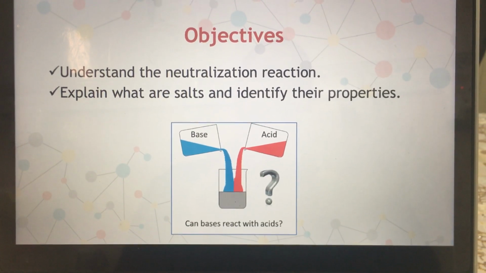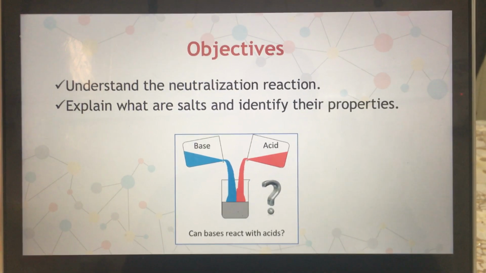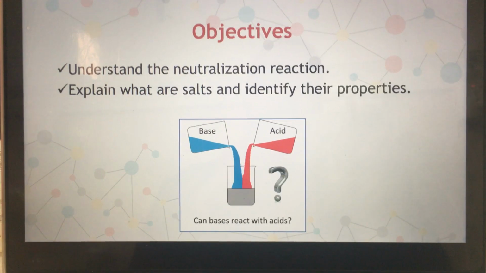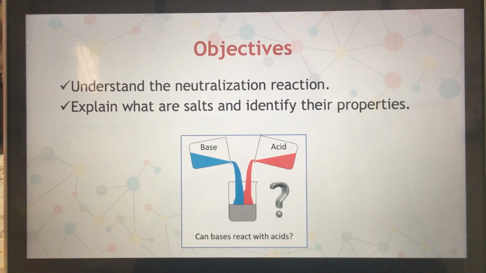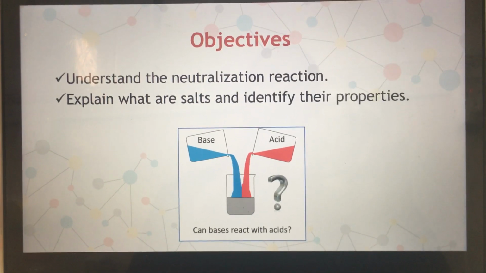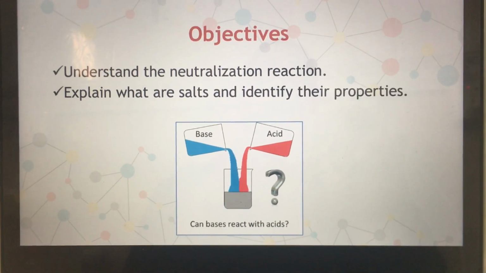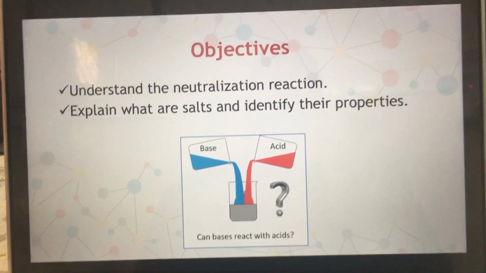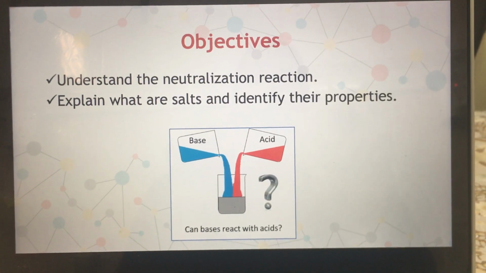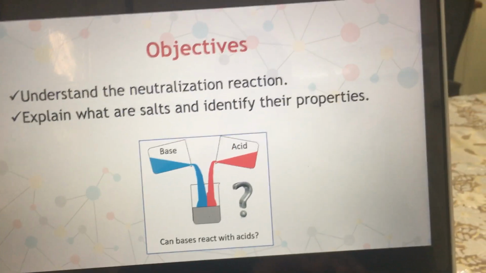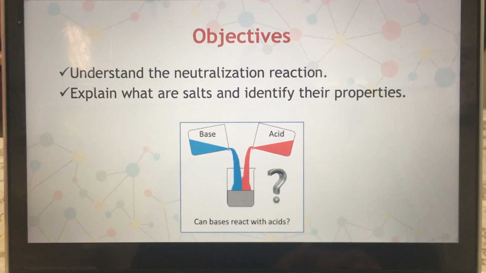Now let me ask you, can bases react with acids? Yes, of course, they can react together. If you remember, we already did this experiment in the previous lesson when we put a base with an acid, and I told you to check what happened to the color of the solution. The indicator solution returned back to purple color. Why? Because acid and base neutralize each other. We will learn what the meaning of neutralization is, inshallah.